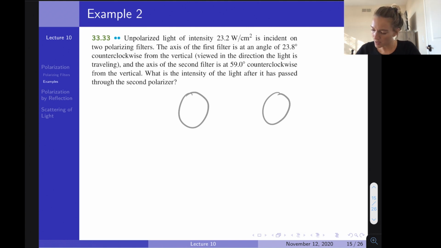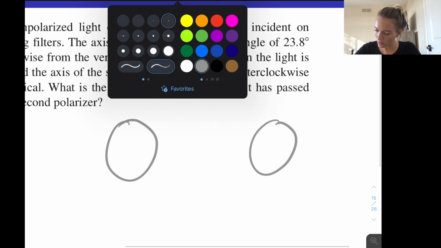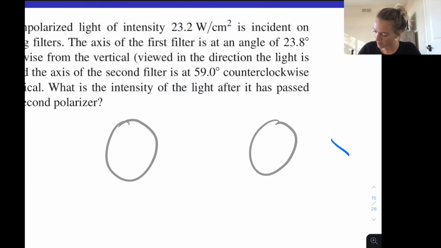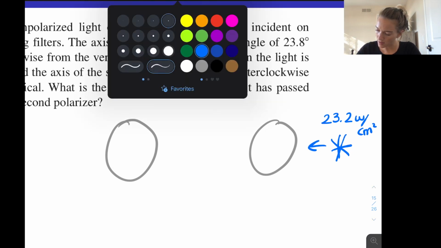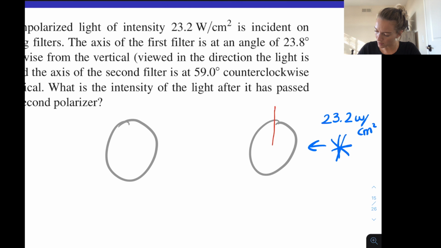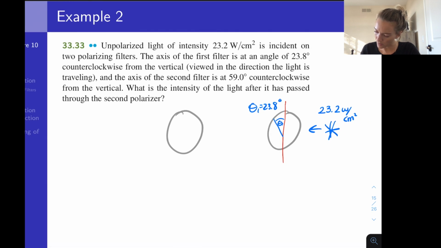Okay, so we have our unpolarized light coming through over here with some intensity 23.2 watts per centimeter squared, and it's coming this way. Then this is at an angle, so our vertical is here, and this one is at an angle of 23.8 degrees. I'll call that theta 1. So theta 1 is 23.8 degrees counterclockwise from the vertical.